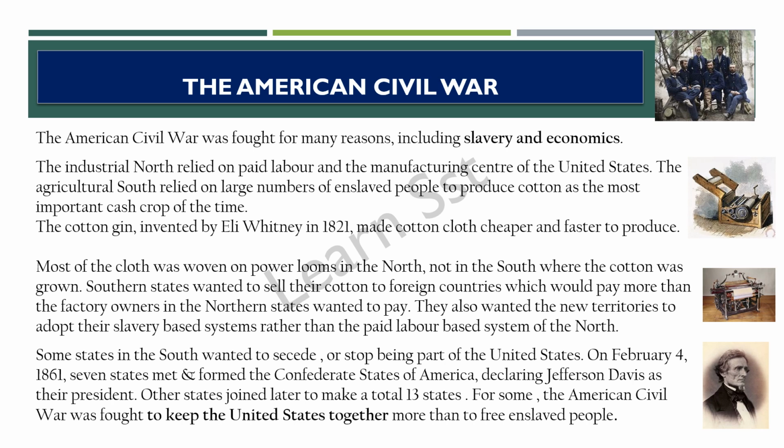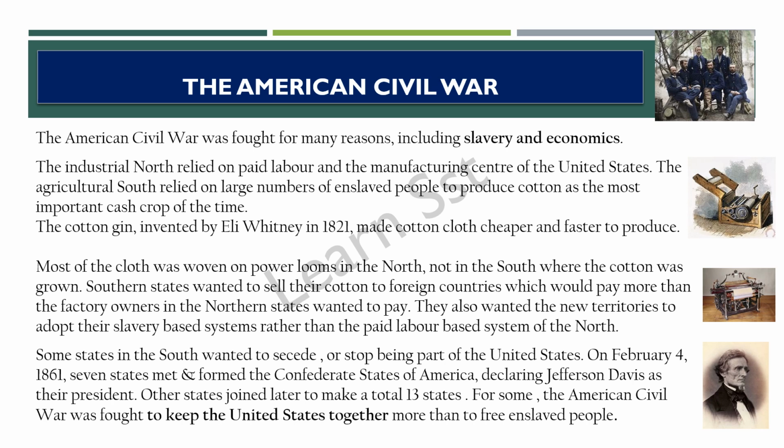So over here you have the scenario in which the northern region of America was completely industrialized, but they did not have the farmlands producing cotton. Whereas the southern region had no mills, no factories, but they were the farmers who were producing, growing cotton. Now over here, the cotton gin. This was the machinery which was invented by Eli Whitney in 1821, and this made the cotton cloth cheaper and faster to produce. Now we will see the cotton gin and the usefulness of it in the later slide.